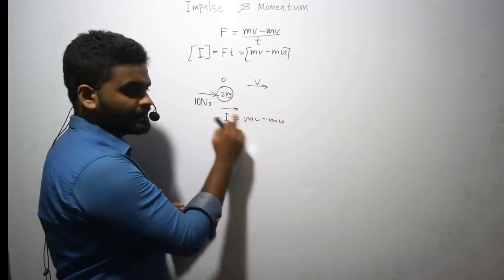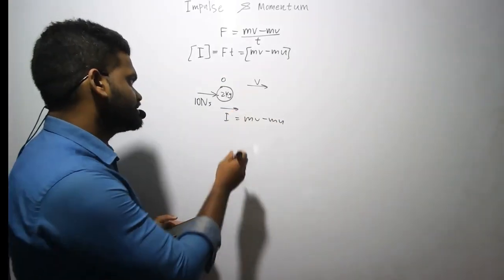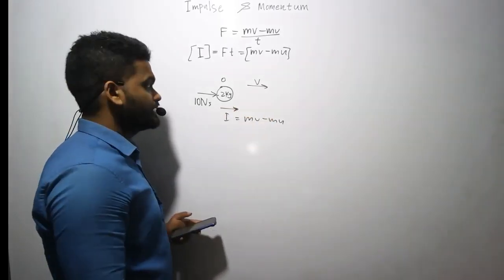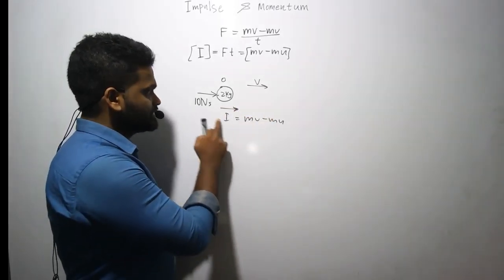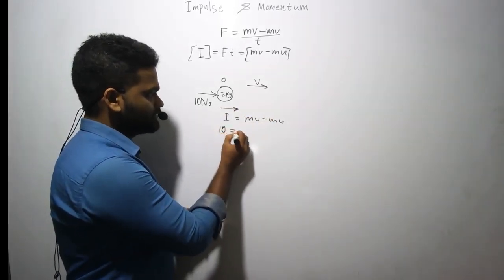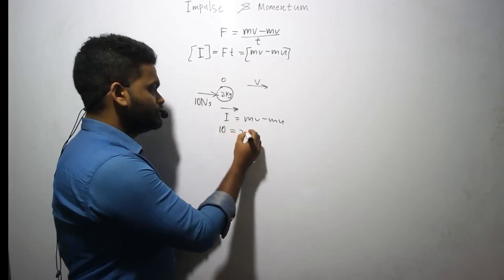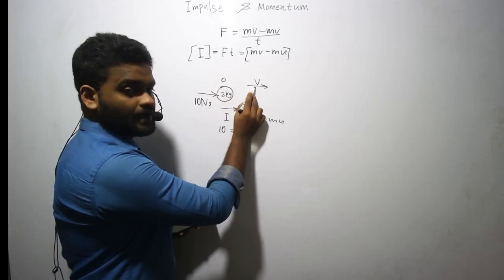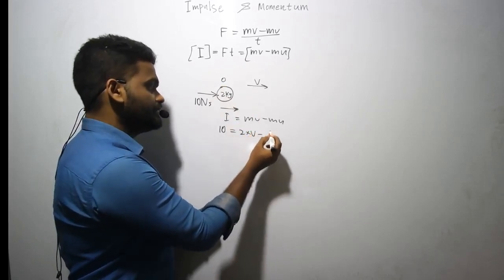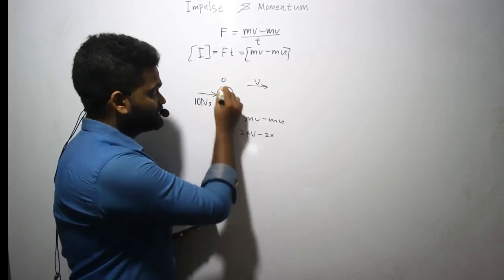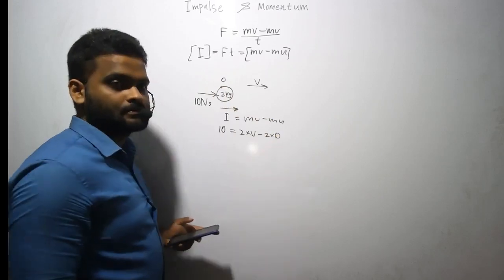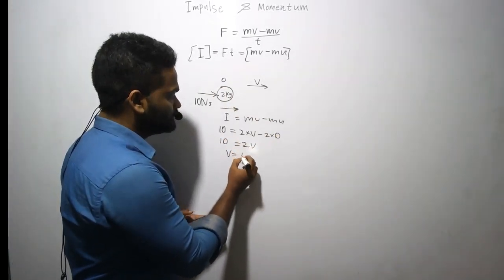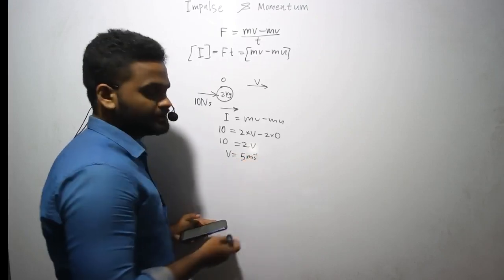So let's consider the directions. For this example, directions are not that important, but let's see how to apply directions correctly. The momentum is to this side, so plus 10. Mass is 2, this is the final velocity v, and the initial velocity is zero, it is at rest. So 2v is equal to 10. So v should be equal to 5 meters per second.